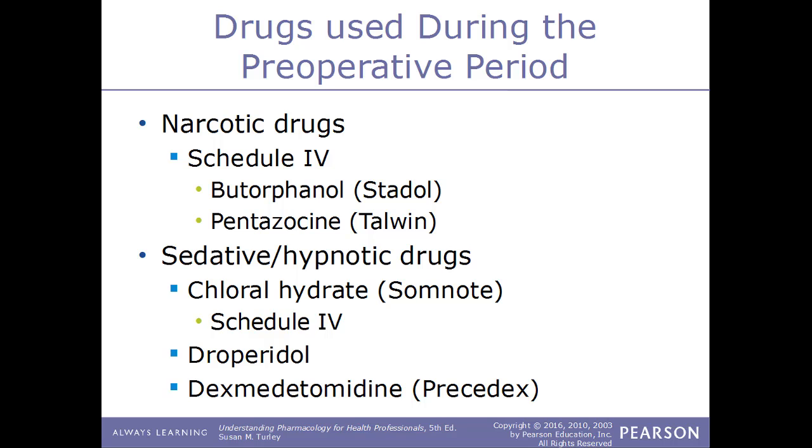The other types of drugs that could be used here are sedative or hypnotic drugs. An example of that would be chloral hydrate, also known as Somnote. This is a Schedule IV type drug. Droperidol, another example of this kind of class, and also dexmedetomidine, which is known by its trade name Precedex.